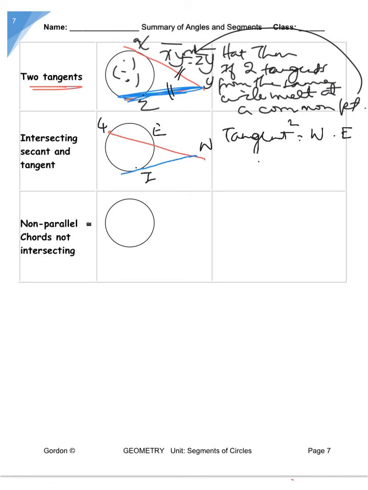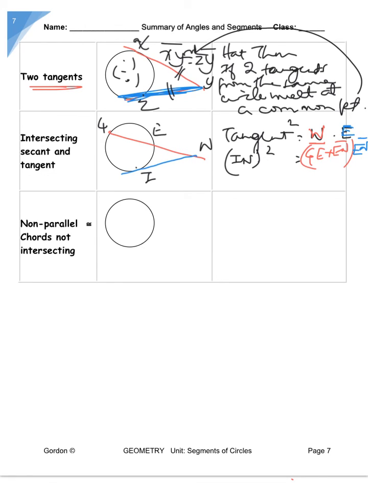So, tangent squared, so it's IN squared is equal to, let's make the whole, make it red. So the whole is equal to the secant, GE plus EN. Agreed? And then the external piece, let's make that blue. The external piece in this case would be times EN. So the tangent squared is equal to this plus this, adding them together, times the external piece.